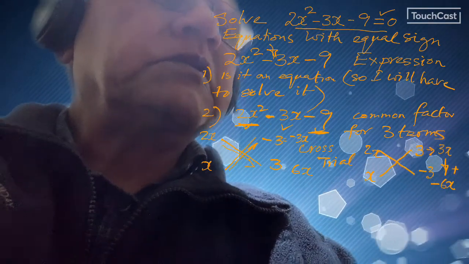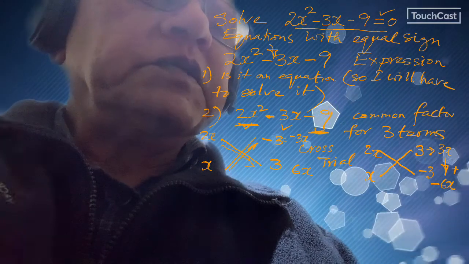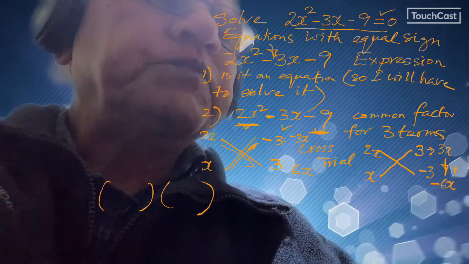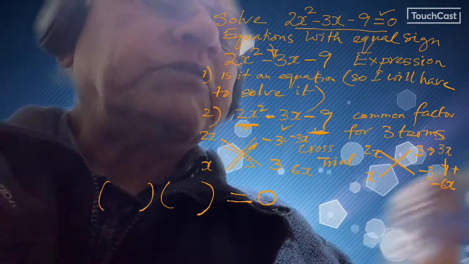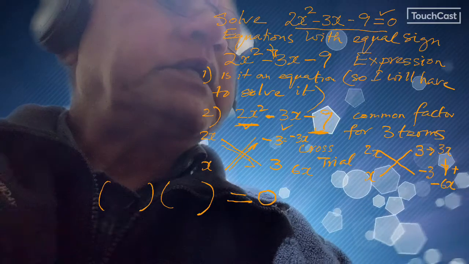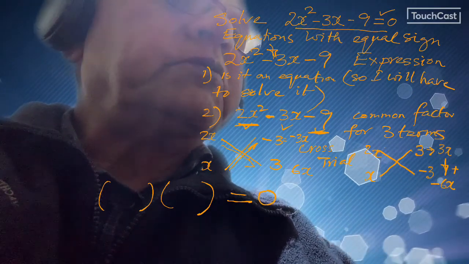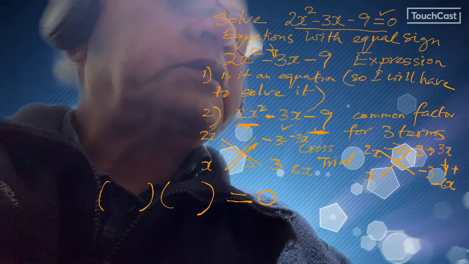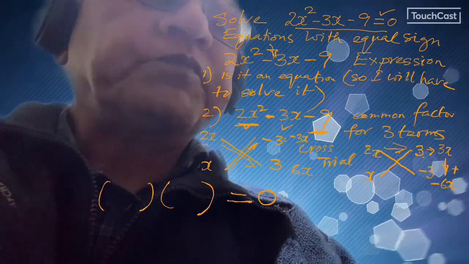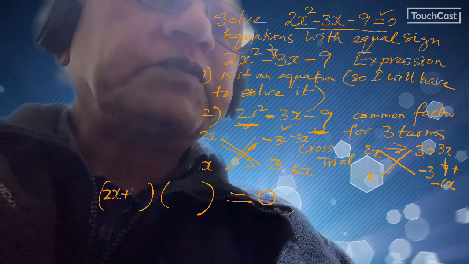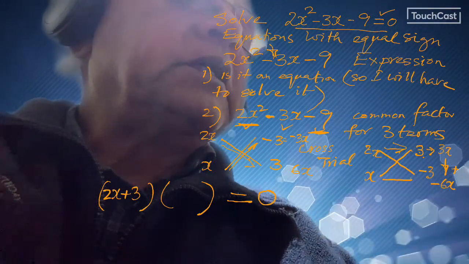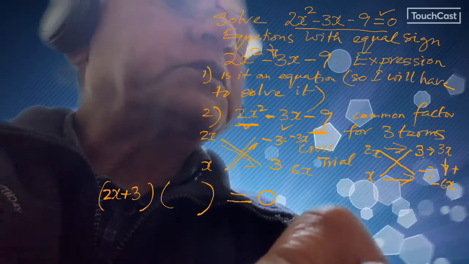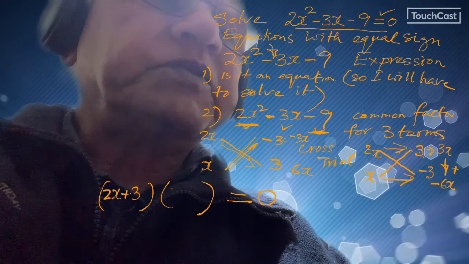So what I'm going to do, I'm going to combine all of these findings into the original equation. So I'm going to put 2 brackets because quadratic will have 2 brackets, 2 factors. Equation equals 0. And now this is how we write the factor. 2x plus 3. And if you move along the bottom area of the cross, that gives you x minus 3.